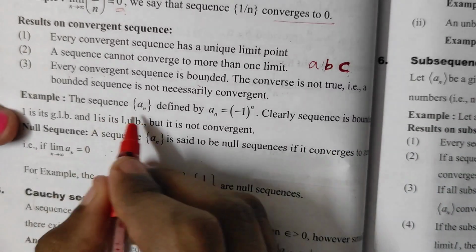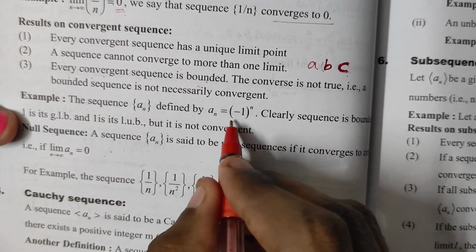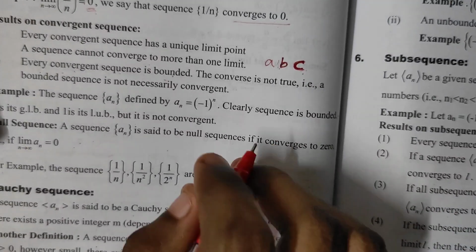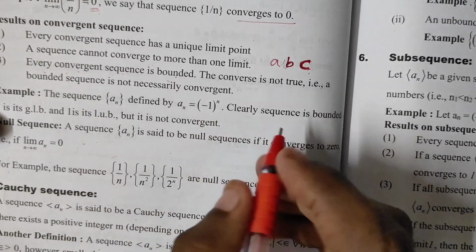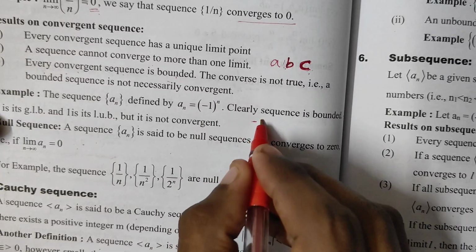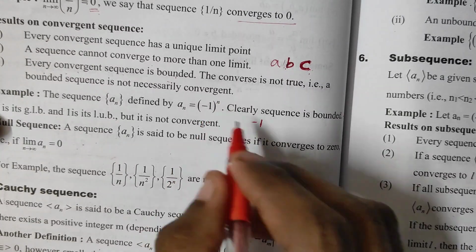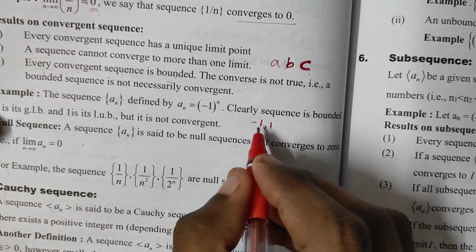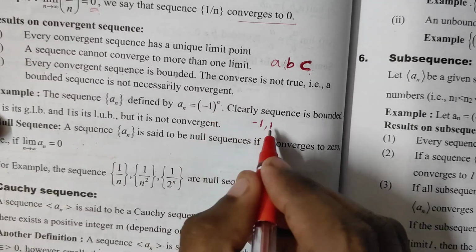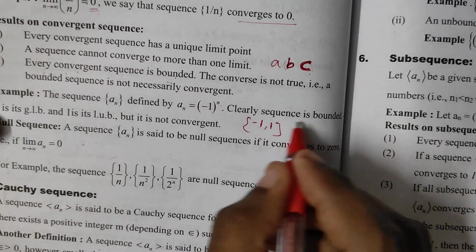The sequence an is defined by an is equal to minus 1 power n. Clearly the sequence is bounded. Bounded means, if you put n as 1, you will get minus 1. Putting 2, you will get 1. Putting 3, you will get minus 1. Putting 4, you will get 1. It is a bounded sequence.